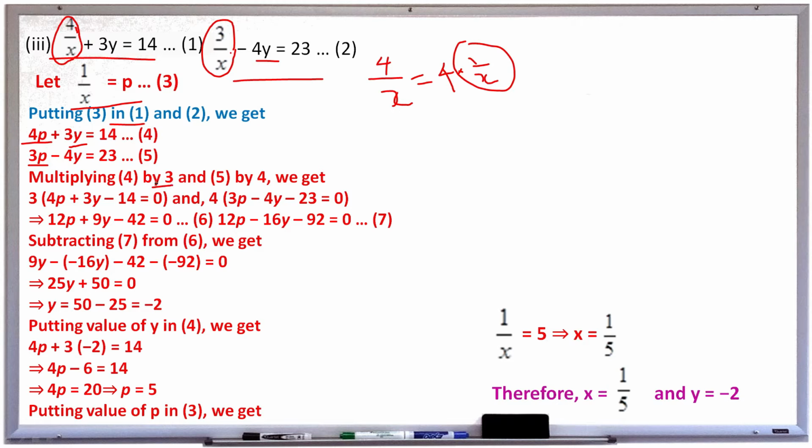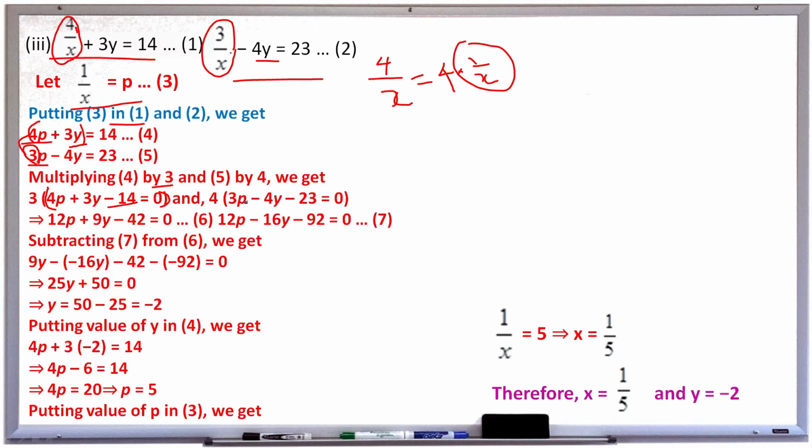To get the answer, the coefficient of the fifth equation we have to multiply by 3. In the fifth equation, the coefficient of p is 3. Using this 3, you multiply it with equation number 4. So 3 into the equation: you can write 3 into the first term, and the right hand side you can bring to the left, so it will become minus 14. So 3 into (4p plus 3y minus 14) is equal to 0.